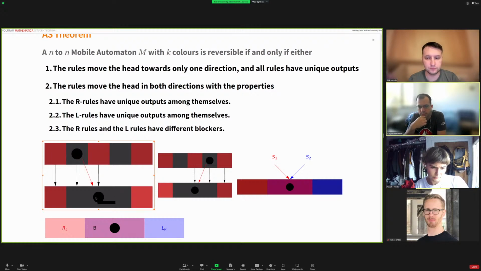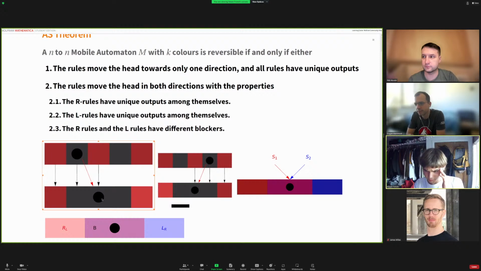But you depend on the 3 cells to the left. And similarly, if you were going back to the right for a reversible rule, you depend on the 3 cells to the right of where you are. So like the rules, half the inputs would have the head on the right and half the inputs would have the head on the left, depending on which direction you're going back. Does that kind of make sense?